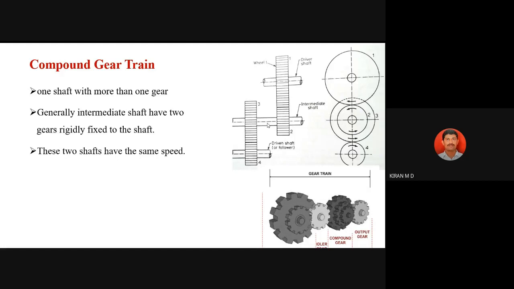Again, this gear 2 is mounted on the shaft, and the same shaft carries the third gear. So this third gear also rotates at high speed. For example, I will consider this is rotating at 100 RPM. When it transmits the power to the smaller gear, it may increase to 150 RPM, just for example. So the third gear also rotates at the same speed, 150 RPM.